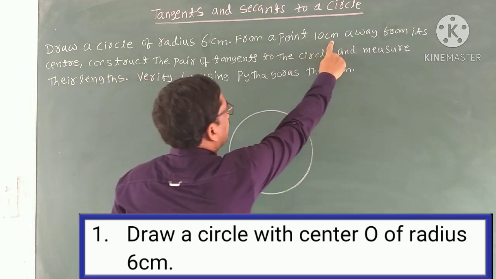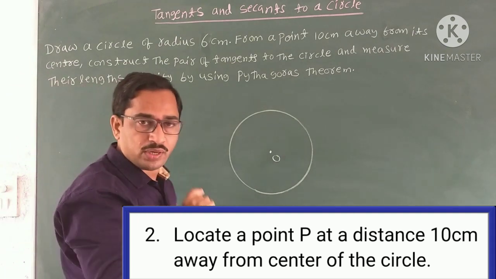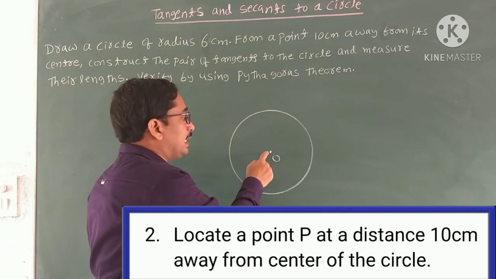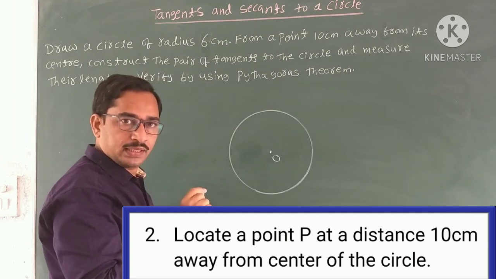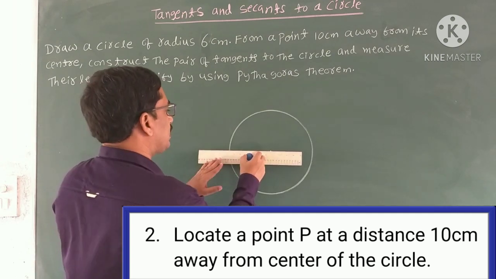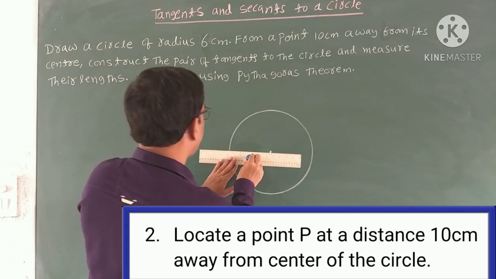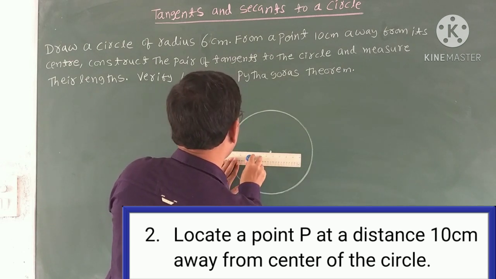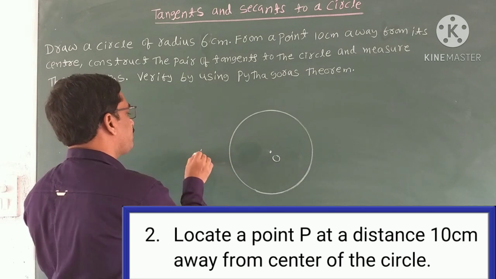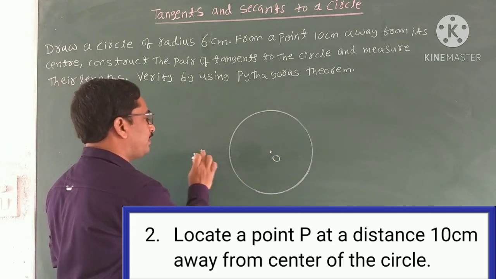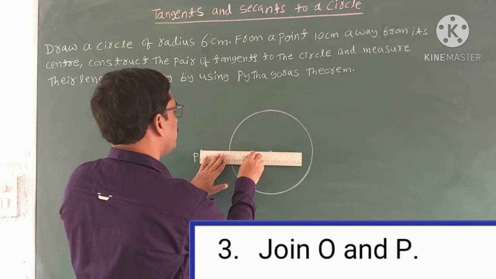From a point 10 centimeters away from its center. So, locate a point 10 centimeters away from the center, not from the circle. So, this is the center of the circle. Locate a point P 10 centimeters away from the center of the circle. So, this is the point P. Join O and P.